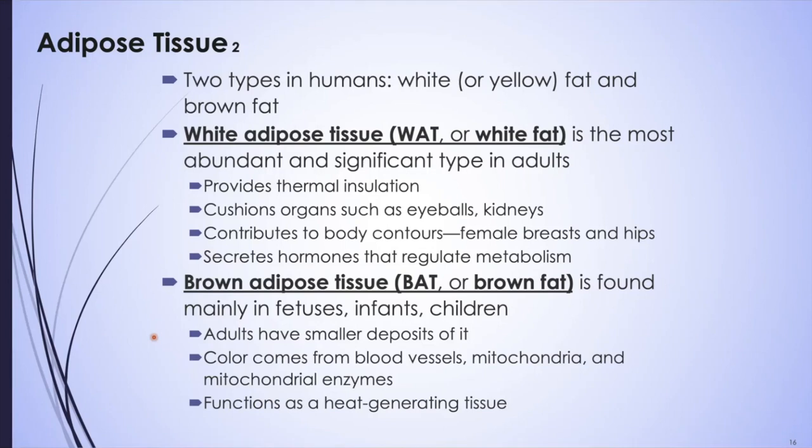All right, brown adipose tissue, brown fat, is going to be mainly in infants and children. Okay, adults do have smaller deposits, but not too much. The color comes because it has lots of blood vessels, lots of mitochondria and mitochondrial enzymes. So that gives it its brown appearance. And it also functions to generate heat.